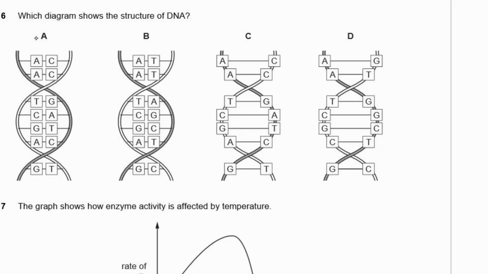So it's either A or B, because DNA has a backbone that the bases come off of. All right, so these C and D are wrong. Now, does A connect to C or does A connect to T? Well, A goes to T and C goes to G. So the answer is B.